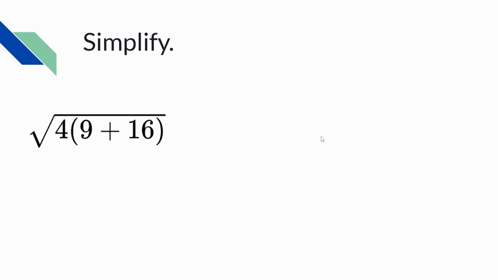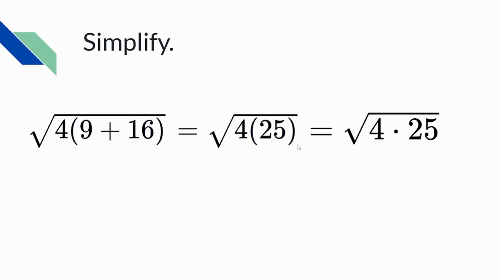Next, we're going to venture into the realm of radicals and rational exponents. So we're going to use those 3 rules we learned to clean up these messy expressions. The square root of 4 times 9 plus 16. The first thing I want to do is deal with this business in parentheses. 9 plus 16 is 25. So I have the square root of a product, right? I have the square root of 4 times 25.